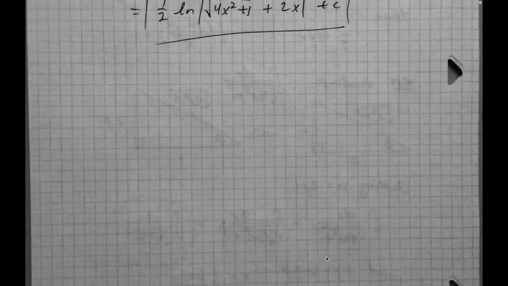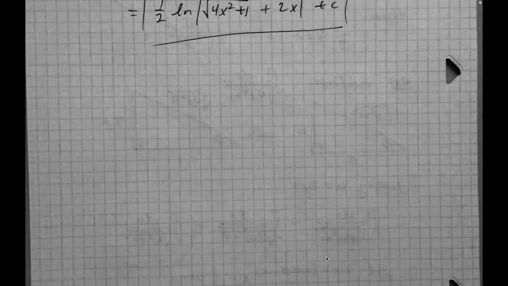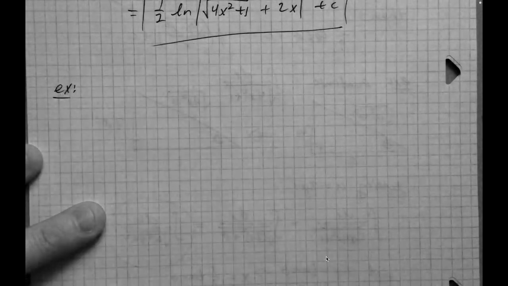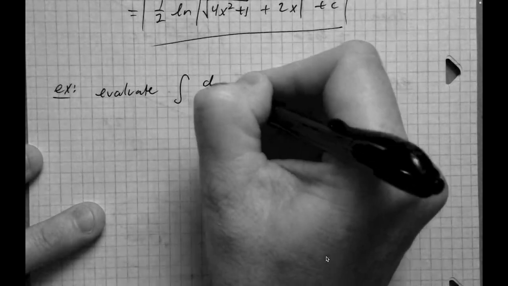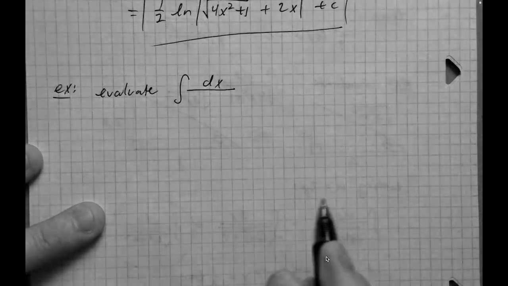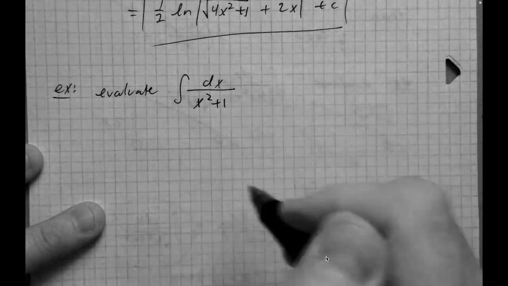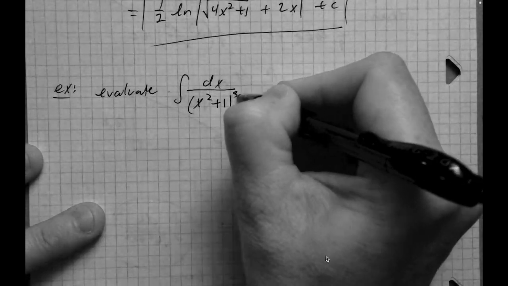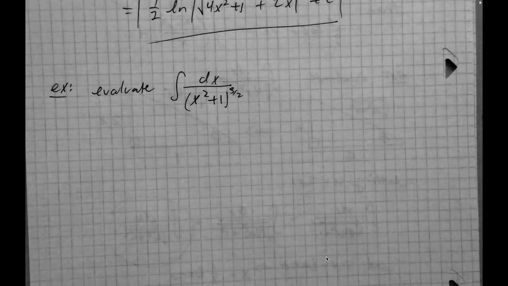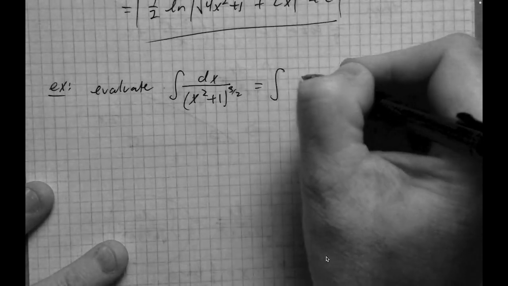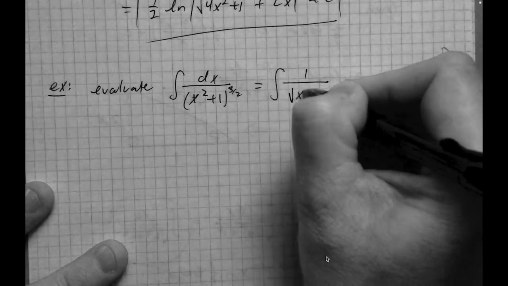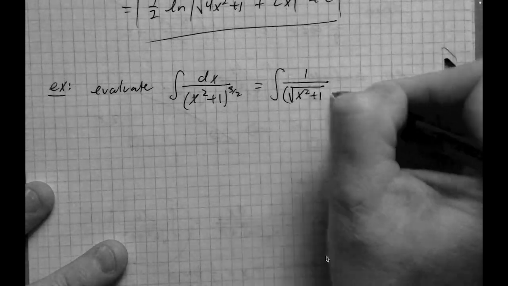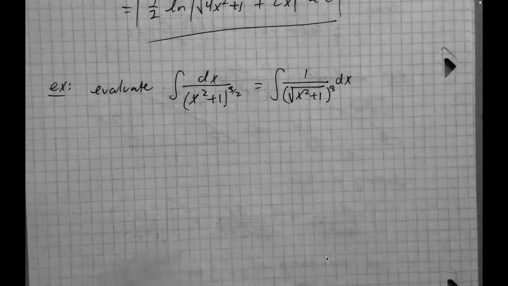And let's do one more example here, just so we can be sure we have the hang of this. All right, so let's evaluate this guy. The integral of dx over x squared plus 1 to the 3/2 power. Okay, so let's begin by writing this differently. Let's write this as the square root of x squared plus 1, cubed.